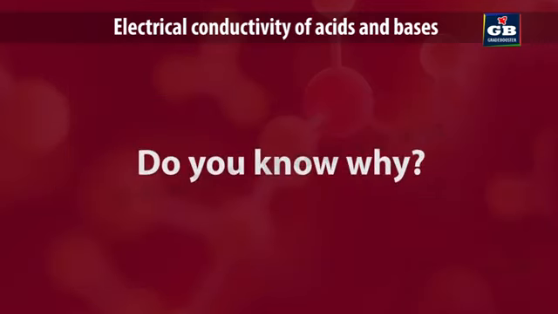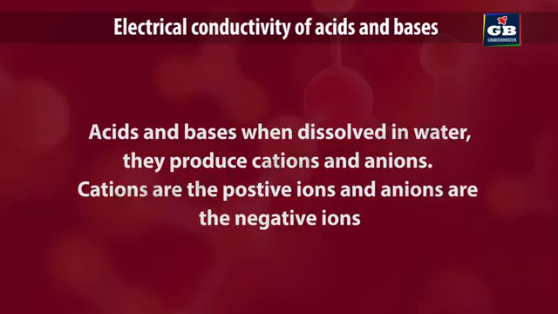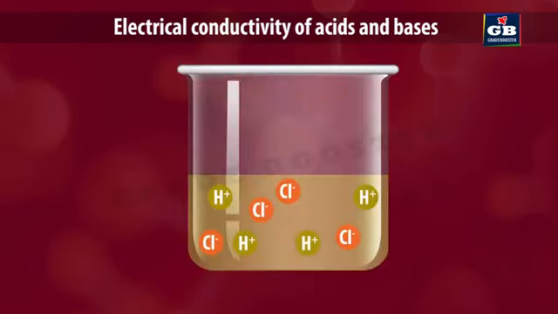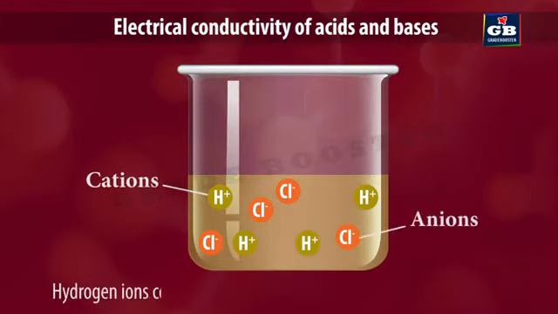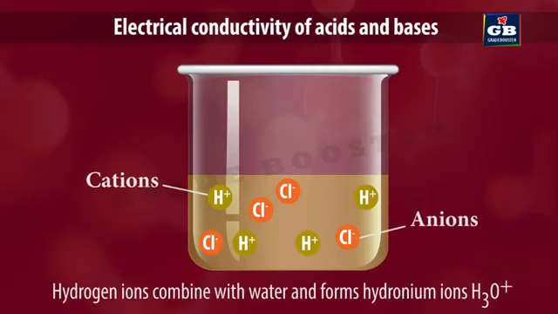Do you know why? Acids and bases, when dissolved in water, produce cations and anions. Cations are the positive ions and anions are the negative ions. When HCl is dissolved in water, it produces cations as H+ ions and anions as Cl- ions. However, hydrogen ions cannot exist alone, so they exist in the form of hydronium ions.